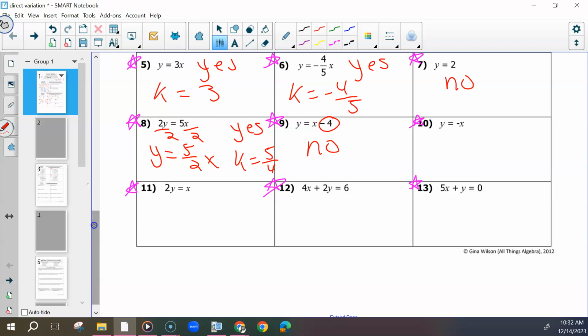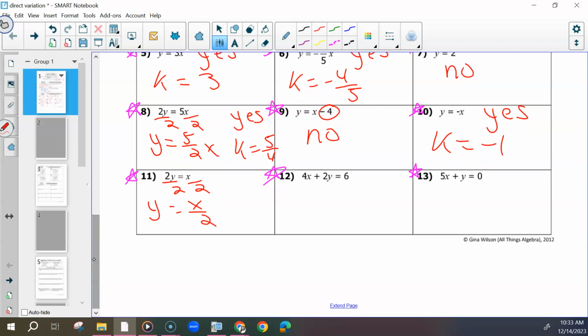For 10, would that be direct? Yes. What would the k value be? -1. 11, we have to solve. If I solved this and divided both sides and left it like this, x over 2, is that direct? Can I rewrite this? Yes. How? Antonio, go ahead. You put a 1. So I can say this is 1 over 2x. Now is it direct? Yeah. So it's direct either way. You just have to know that this is also direct. You don't have to change it before you know that.